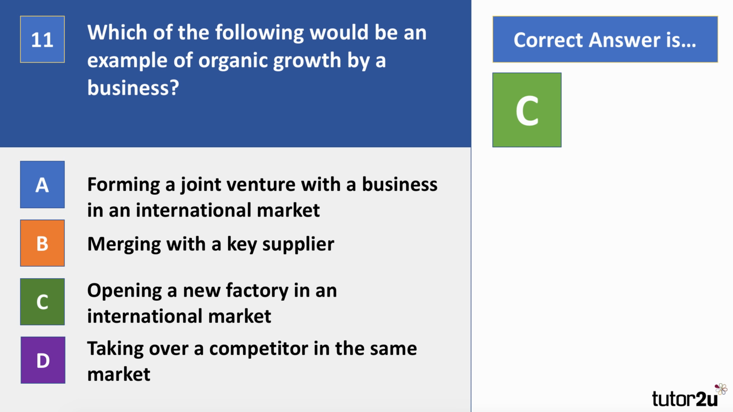So a joint venture with a business in an international market, that's external growth, as is a merger, in this case with a key supplier, so backwards vertical integration, but that's external growth because it's a merger. And D, taking over a competitor in the same market, horizontal integration, but again it's external because we're acquiring or taking over another business. So the one that's left, opening a new factory in an international market, is a good example of organic growth. Answer C.